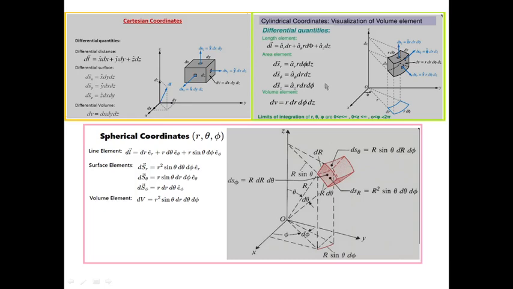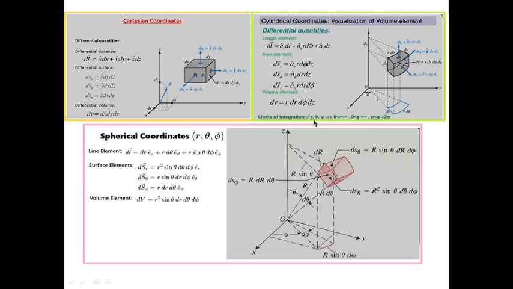The last one is the surface oriented towards the z axis. This side is r d phi and this side is dr. So dS_z is z hat r dr d phi. You should write plus minus here, because this is one surface and the bottom surface is another. So in the cylindrical coordinate system, we have learned the different types of elemental length, elemental area and elemental volume.